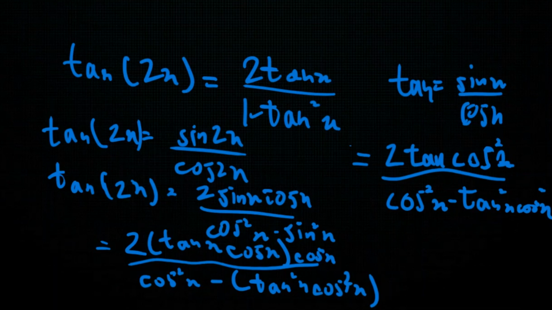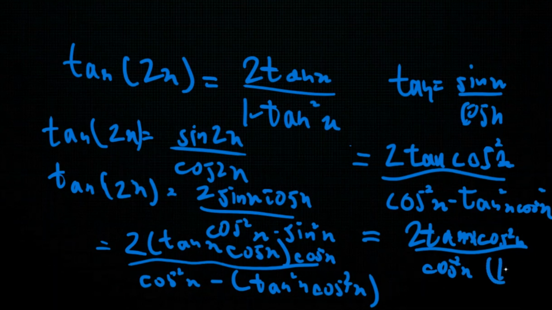So now we can factor out cos squared x in the denominator, which is 2 tan x cos squared x by cos squared x times 1 minus tan squared x, and then these will cancel out cos squared x, which shall give the final answer as 2 tan x by 1 minus tan squared x, and hence we have proven the equation tan 2x.